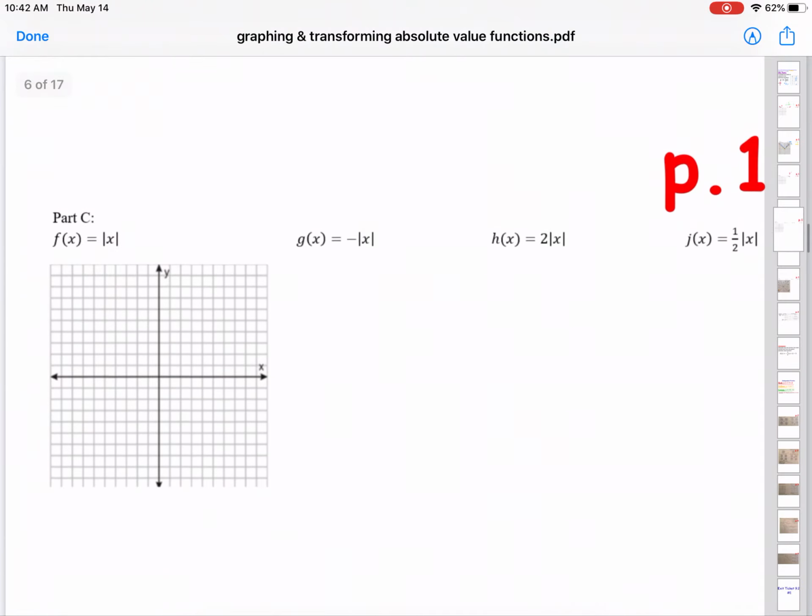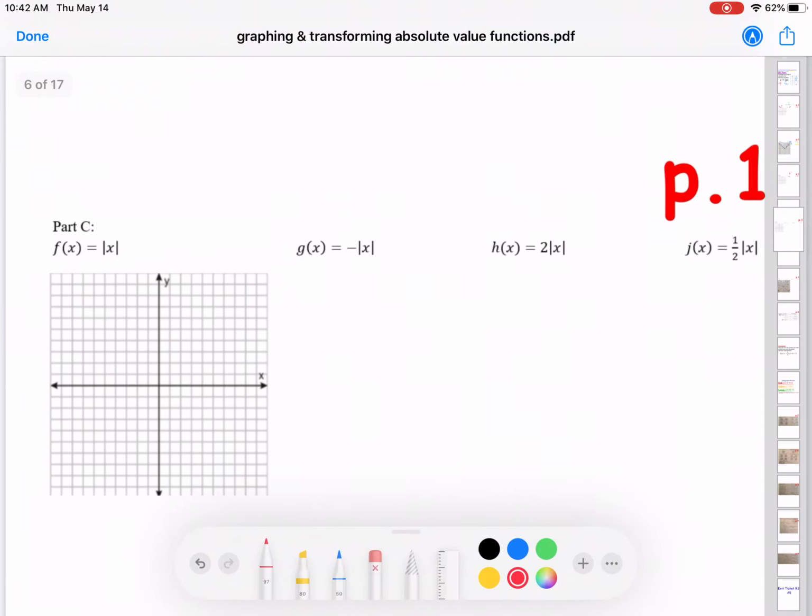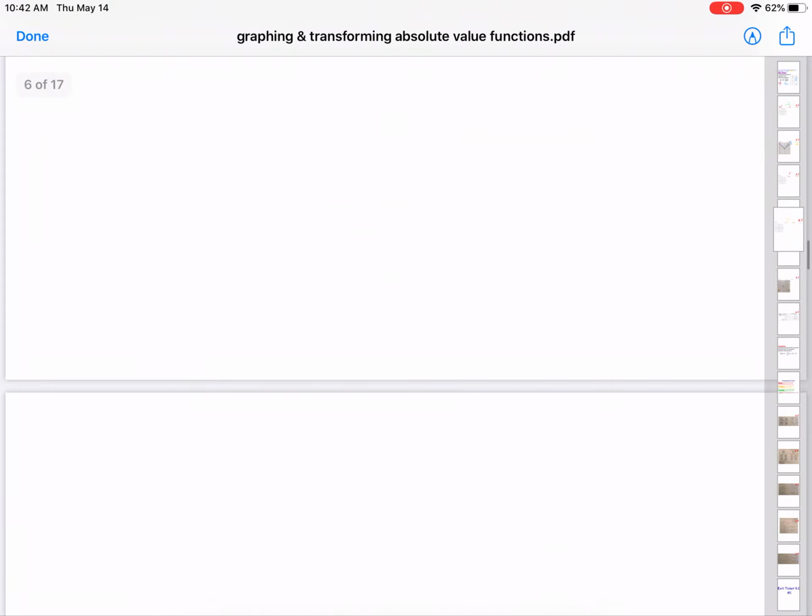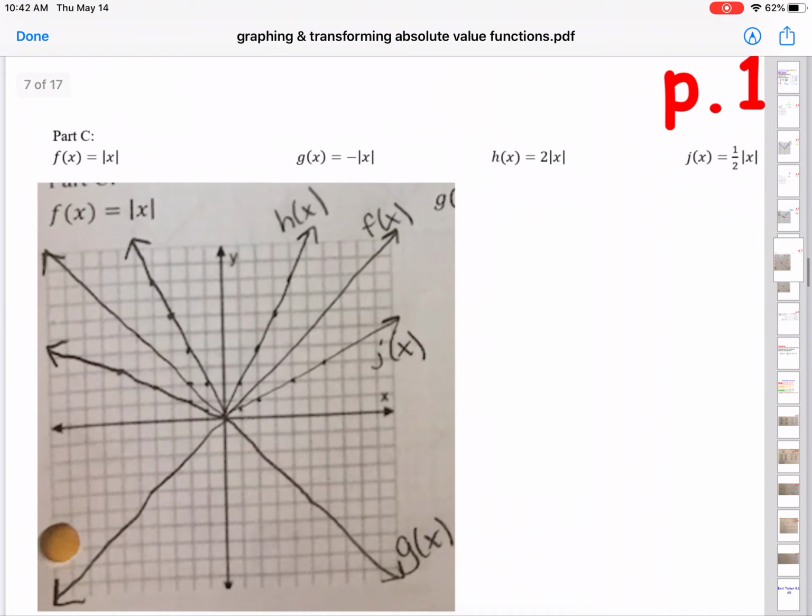And now let's look at the last way that we can transform our quadratic graphs. This is when we are changing the a value, or that coefficient out front. So let's see what happens if we put a negative out front, a 2 out front, or a 1/2 out front. So here's what your graph should look like.